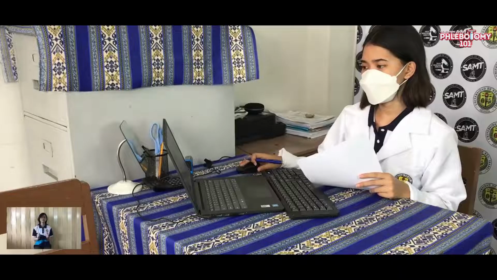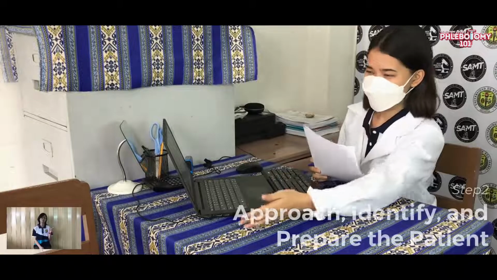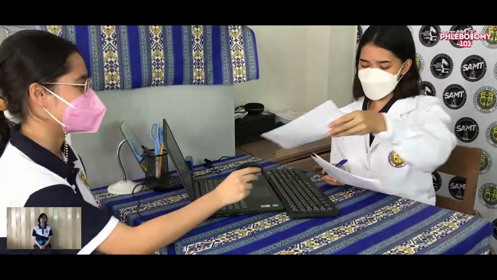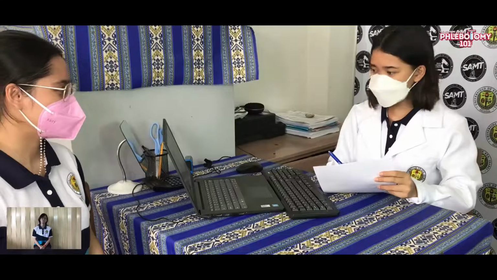The second step of the venipuncture procedure is to approach, identify, and prepare the patient. And yes, kahit pa-lab people tayo, kailangan natin ng communication skills kasi kakausapin natin ang patient primarily to confirm their identity. Remember, the misidentification of a patient and the mislabeling of a specimen is a very big no-no to our field.